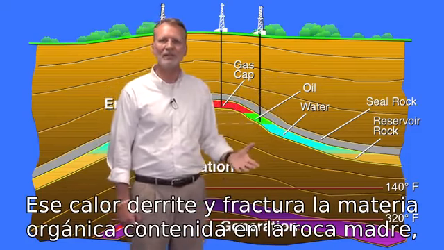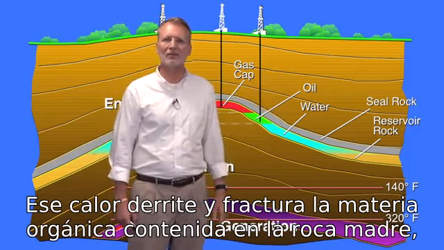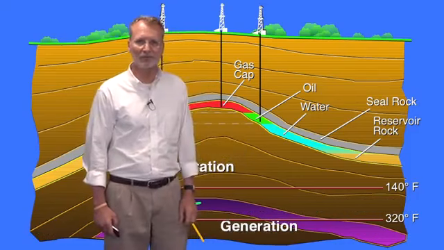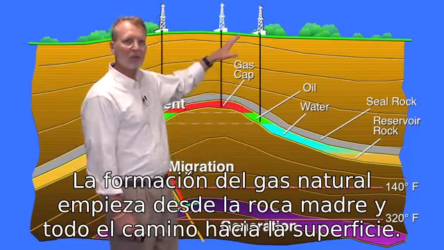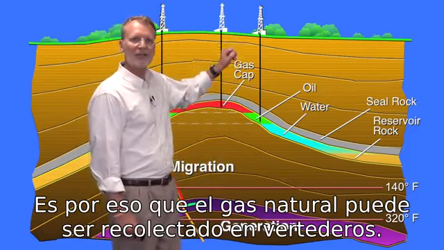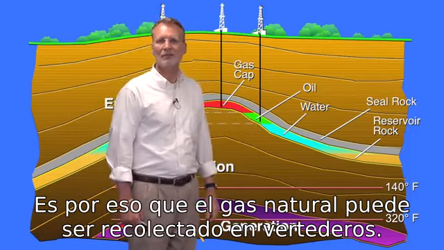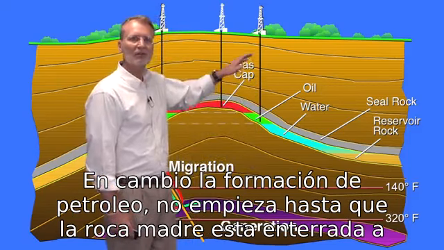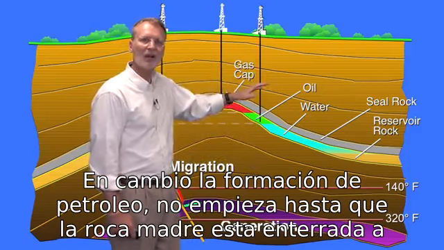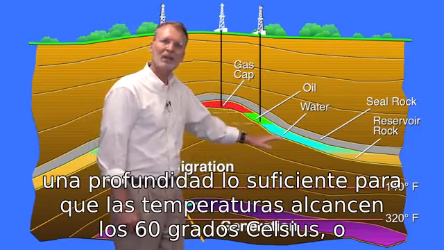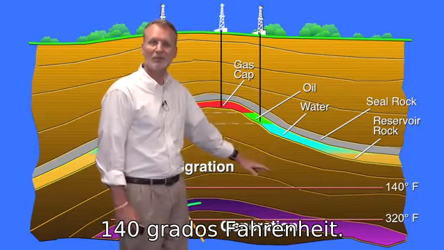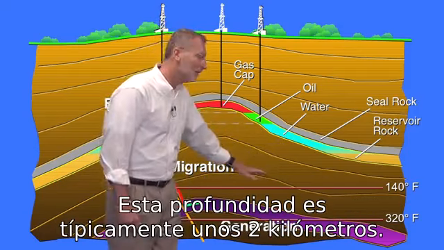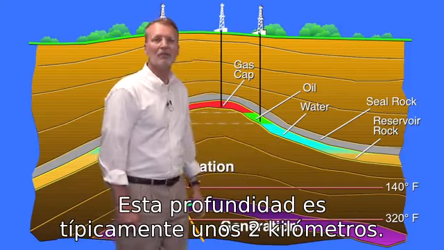This heating breaks down and cracks the organic matter in the source rock, releasing hydrocarbons. Natural gas formation starts in the source rock all the way up at the surface, which is why natural gas can be collected at landfills. Oil formation, however, does not begin until the source rock is buried to a deep enough depth that the temperatures rise to 60 degrees Celsius or 140 degrees Fahrenheit. This depth is typically at about 2 kilometers.